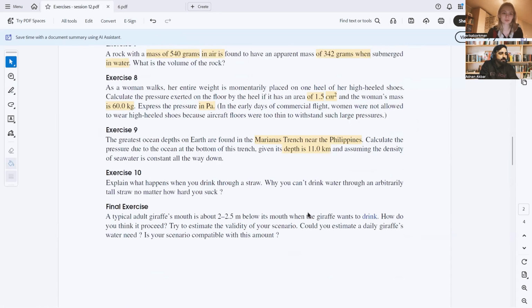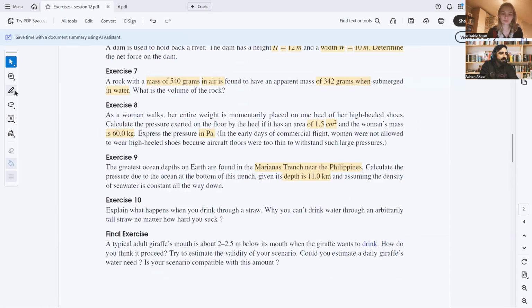Now we are on question number 10. After that, there will be the last question. Wonderful. Okay. Explain what happens when you drink through a straw. You can't drink water through an arbitrarily tall straw no matter how hard you suck. Okay, fine. Suppose we have a straw like this.